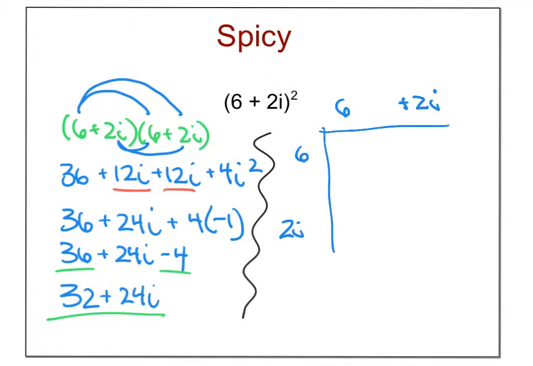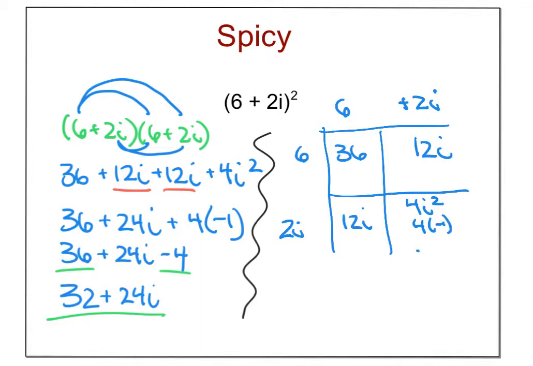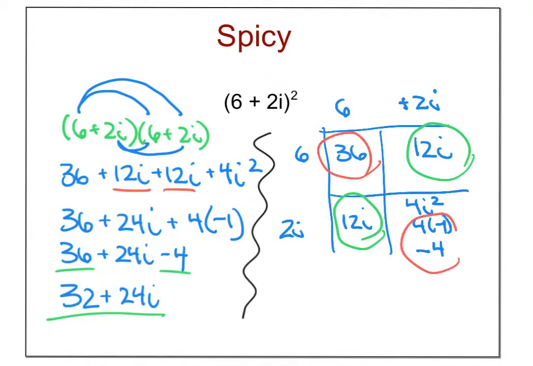This area model, let's see. 6 times 6 is 36. 6 times 2i is 12i. 2i times 6 is 12i again, and then 2i times 2i is 4i squared, which is 4 times negative 1, which is a negative 4. So then what you can do is see you've got like terms here, and you have like terms here that you can combine. So the 36 minus 4 is 32, and the 12i plus 12i is a positive 24i. So you'd end up with the same answer of 32 plus 24i.